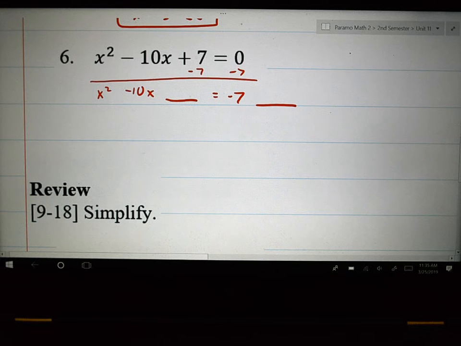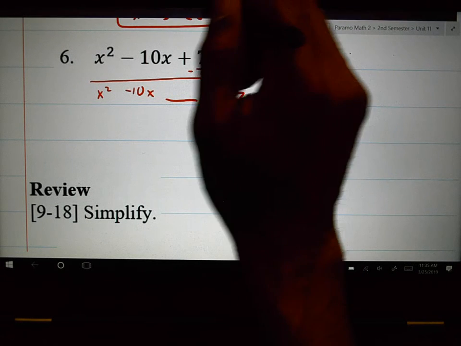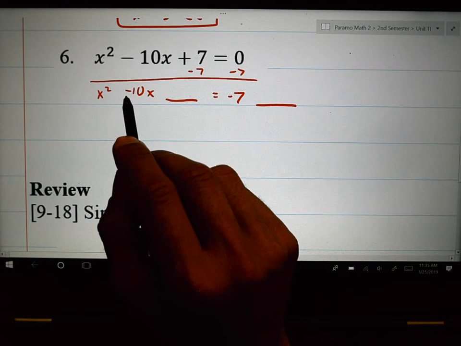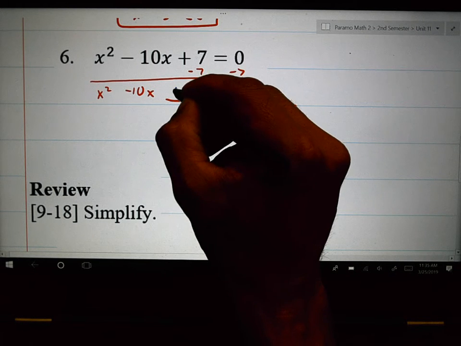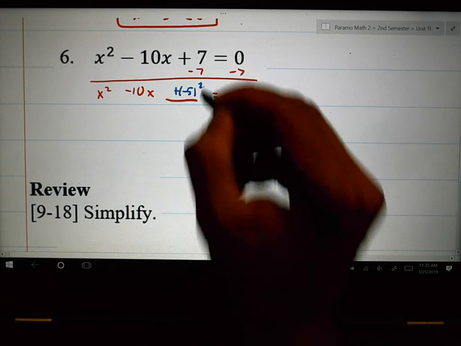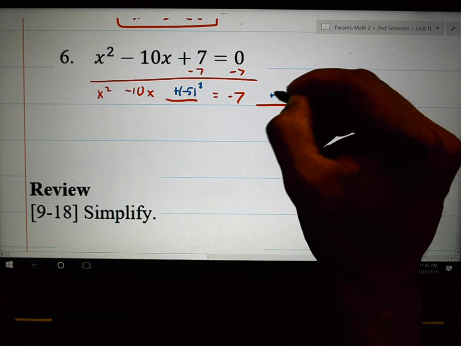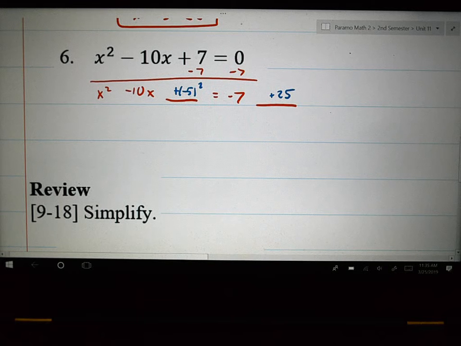I'm leaving spaces to put something there. We're going to complete the square. What goes in the space? Half of b squared. Half of 10 squared is adding -5 squared. -5 times -5 is adding 25. Same thing.